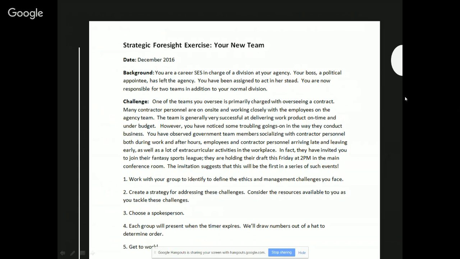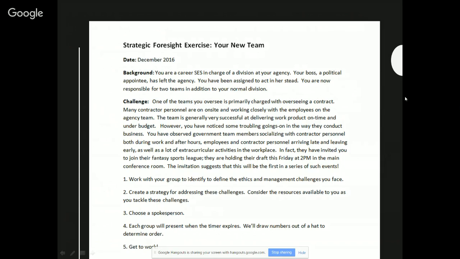Now, that's a fact that someone might observe. It doesn't immediately ring ethics alarm bells. The team is generally very successful at delivering work product on time and under budget. This is an interesting management fact. It's a performance fact that someone might look at as they took over for a new team.